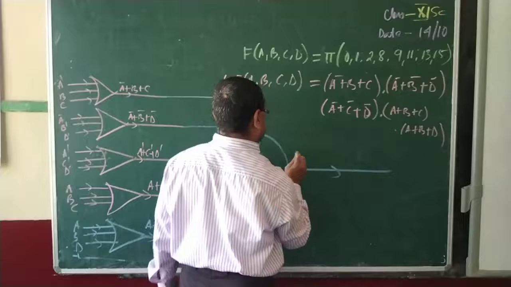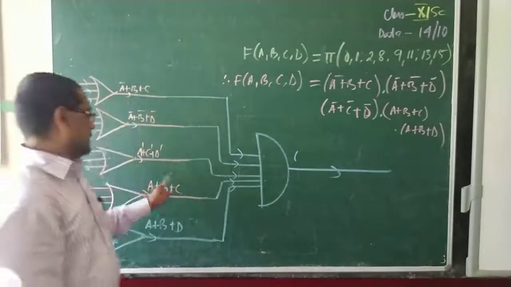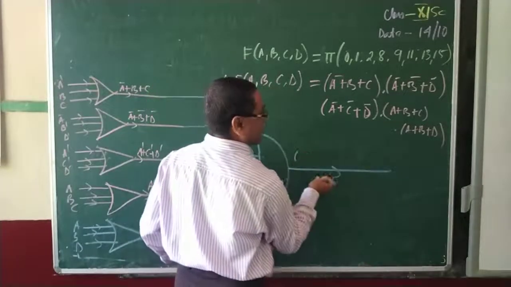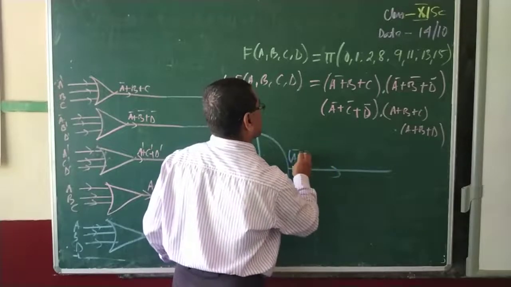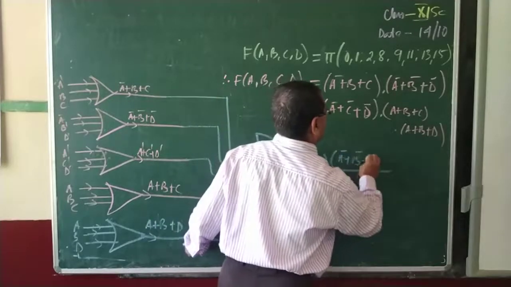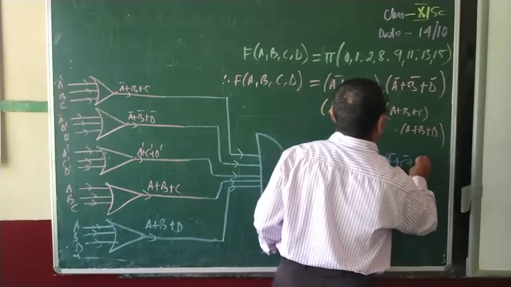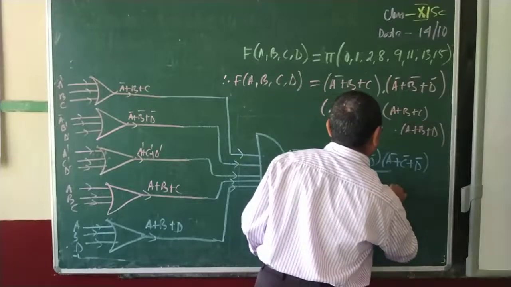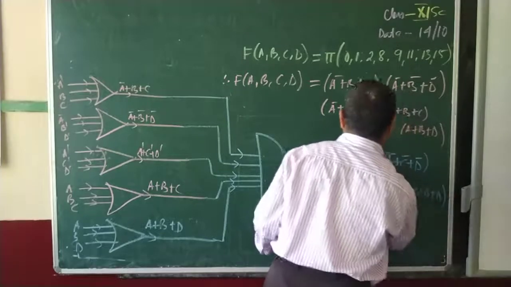Now we'll be writing the output at each stage. I wrote the output out here: input, output. Here all are inputs, here is the output. This is compulsory. If you don't write it, then marks will be deducted, 1 mark and half mark also. Then ultimately we will be writing A complement plus B plus C, then A complement plus B complement plus D complement, then A complement plus C complement plus D complement, and then A plus B plus C, and then A plus B plus D. So that is the ultimate result.